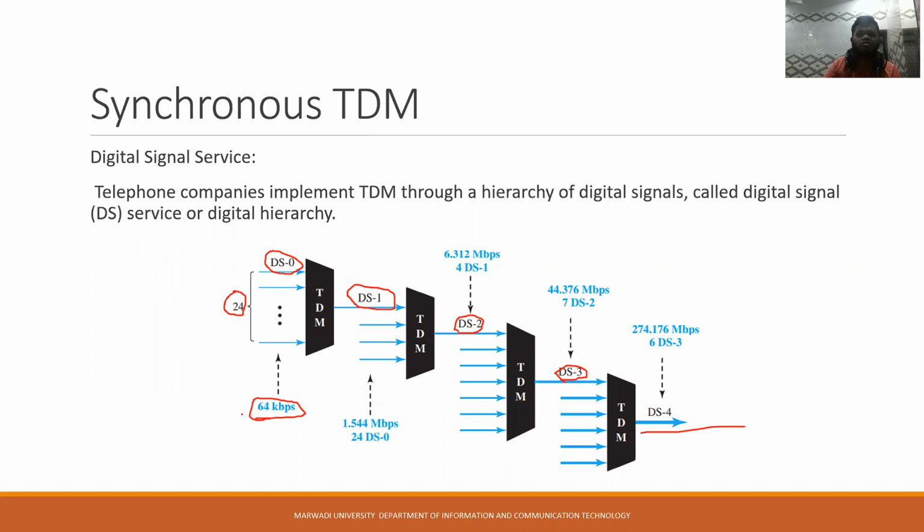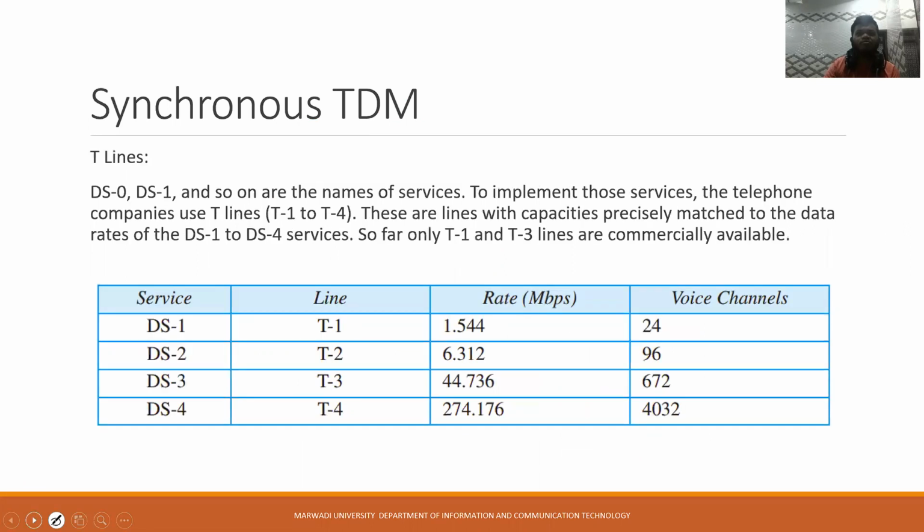So here we have 64 kilobits per second, and when we multiplex this, it becomes 1.544 megabits per second. Then we multiplex this, and it becomes 6.312 megabits per second. Multiplex this, and it will become this, then this, and this. So this is the hierarchy of DSS, sorry, digital signal service.